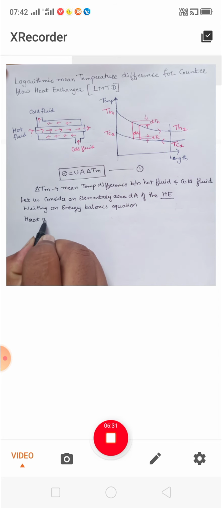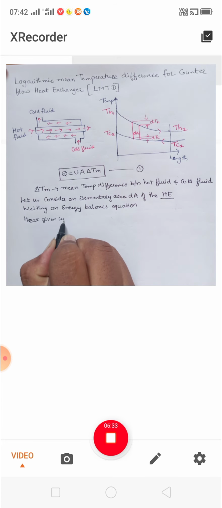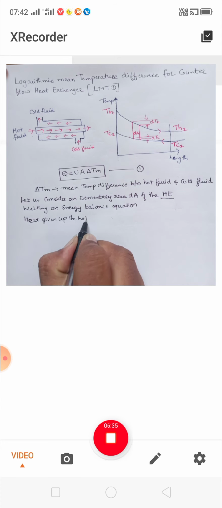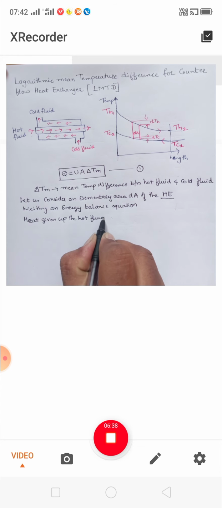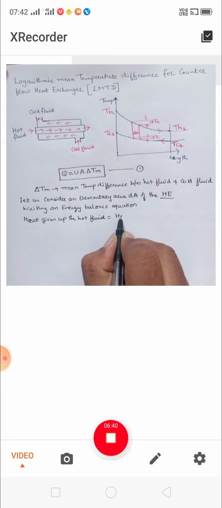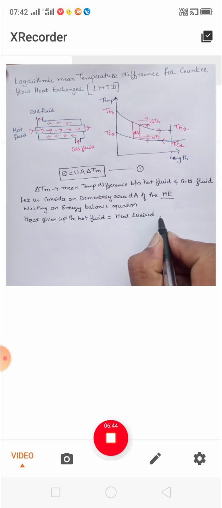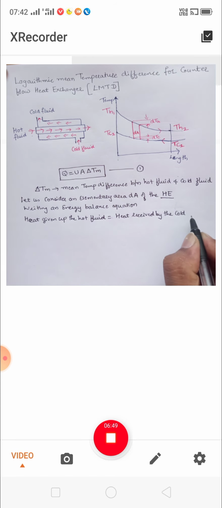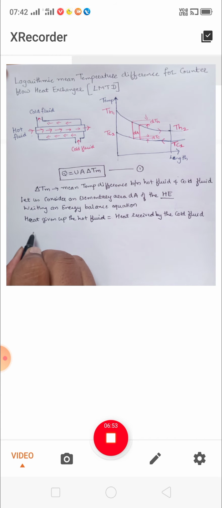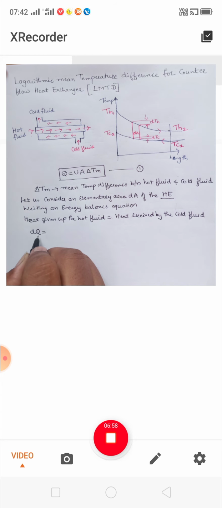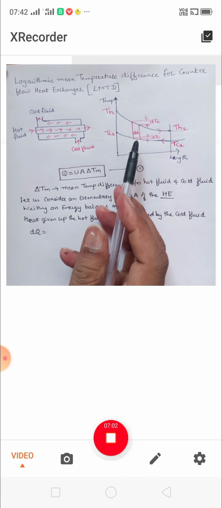Let me write here, heat given up by the hot fluid will be equal to heat received by the cold fluid. So when we write the equations for this, where heat is given up by the hot fluid, we are writing this heat dq for this elementary area dA.